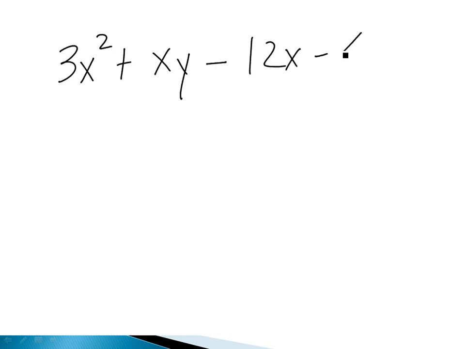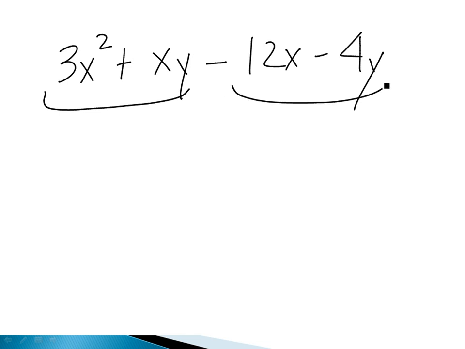One more. 3x squared plus xy minus 12x minus 4y. We do not have a GCF here as well. For 3x squared, xy, 12x, 4y, nothing's in common. But we do have 4 terms, so we should consider factoring by grouping. Let's just consider factoring the first 2 terms together and the last 2 terms together.